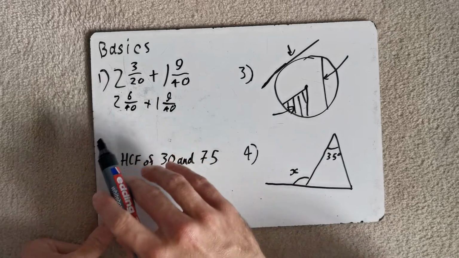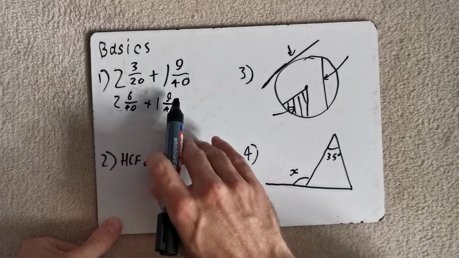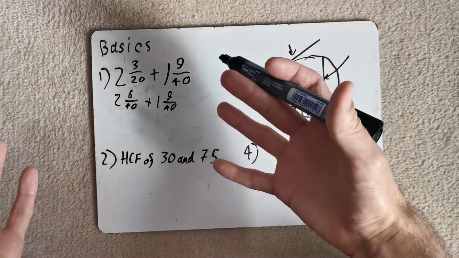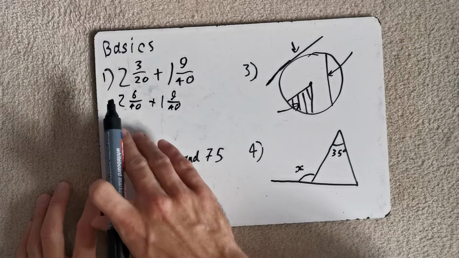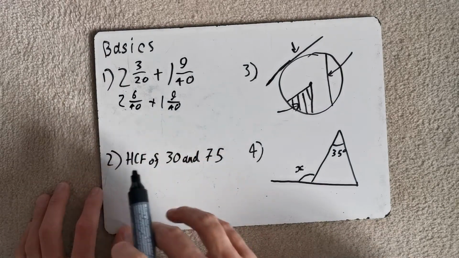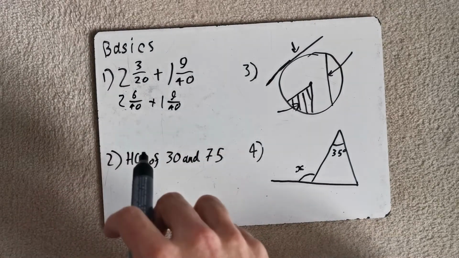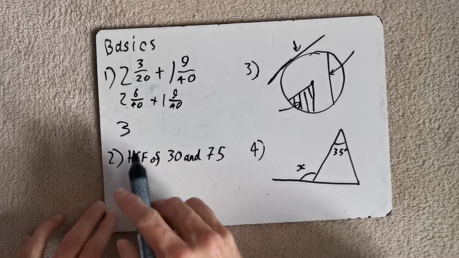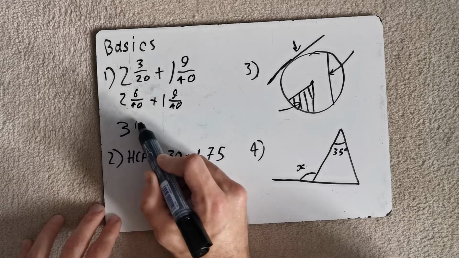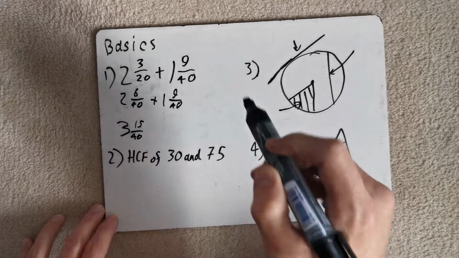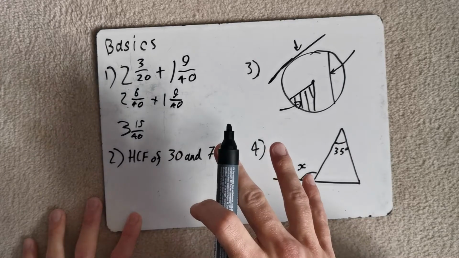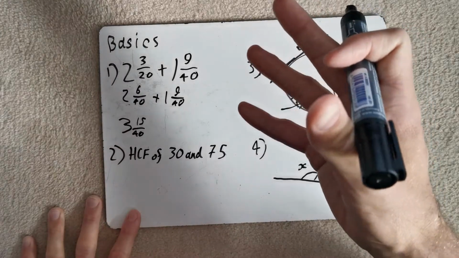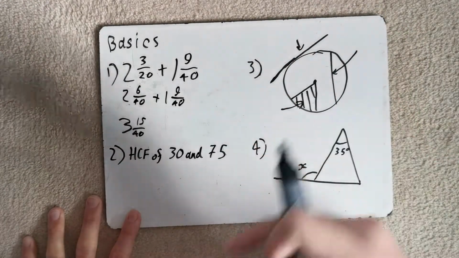Okay, next thing we could do, now there's a couple of different ways you could do this. If you can see that these will add to something that doesn't go over 40, then that makes things a lot simpler, because all we need to do is add the big numbers first. So 2 add 1 is 3, and then 6 and 9 would be 15 over 40. If you really want to play it safe, you could turn those both into improper fractions and then turn them back into mixed numbers at the end if the question asks you to do that.